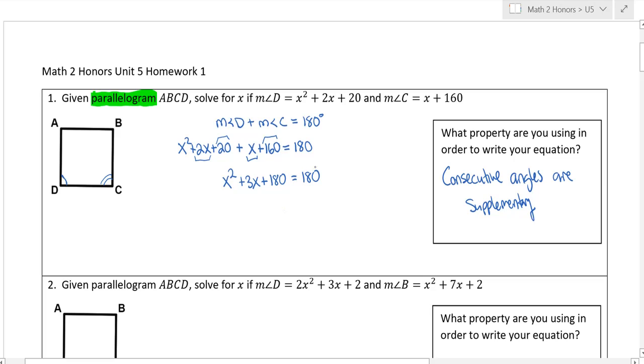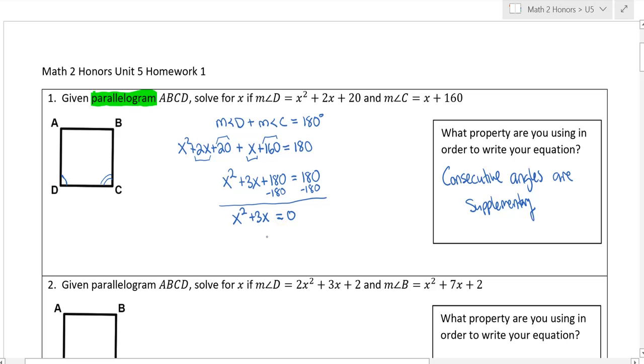And our first step is to make sure this equation is equal to 0, so I need to subtract 180 from the right side. Whatever I subtract from the right side, I get to subtract from the left side. And I'm left with x squared plus 3x equals 0.